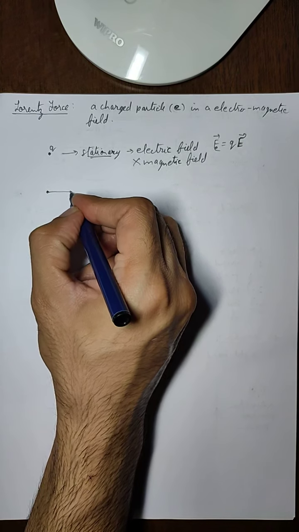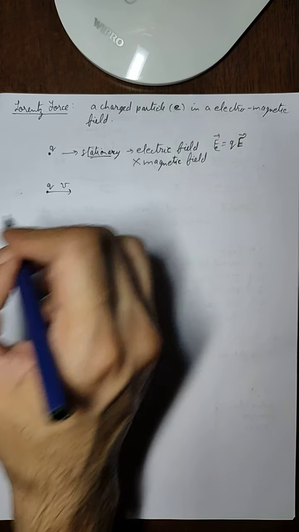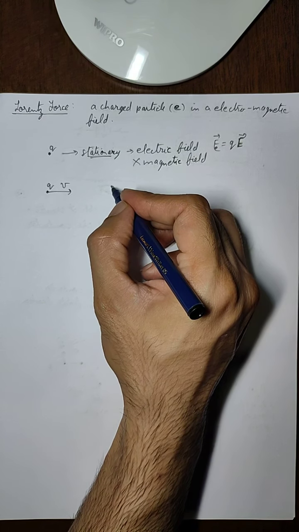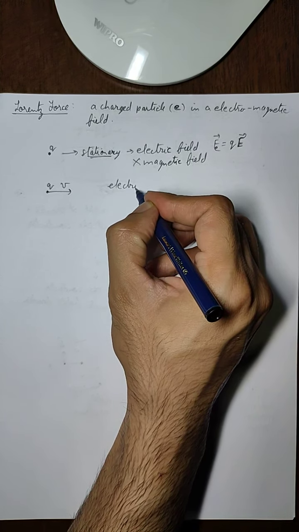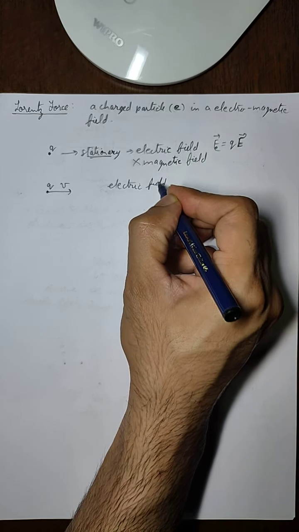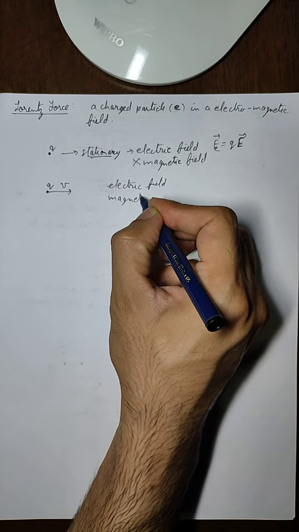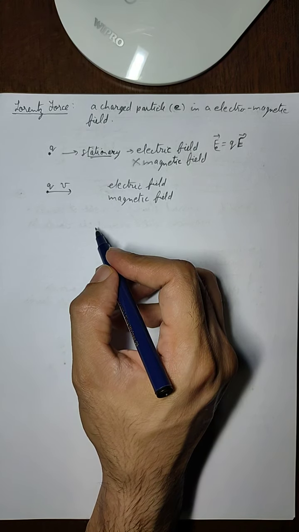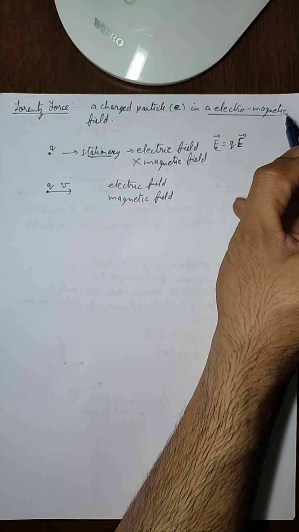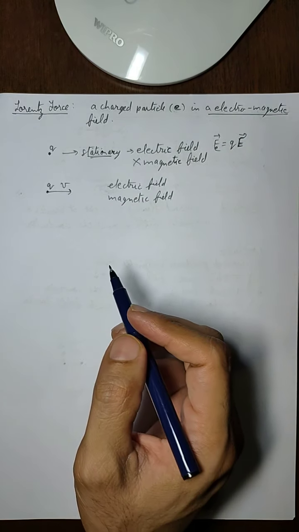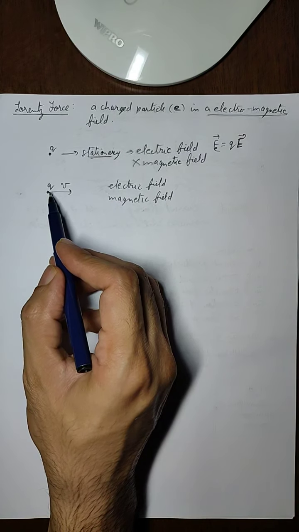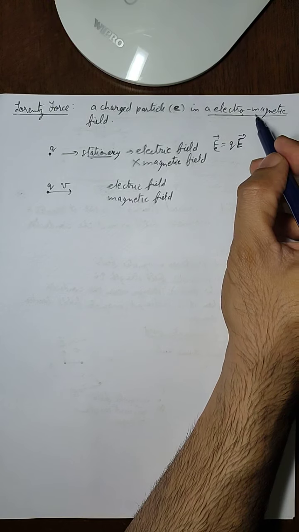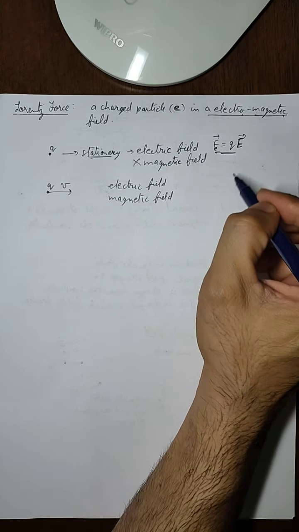But if the charge is, suppose, moving with a velocity v, then both electric field and magnetic fields are produced by this charge. This charge produces both electric and magnetic field. So if this moving charged particle is crossing a particular area in which there is an external electromagnetic field, that means there is already an electric and magnetic field, then there will be a force applied on this particle by both electric and magnetic field. By electric field, this same force is applied.